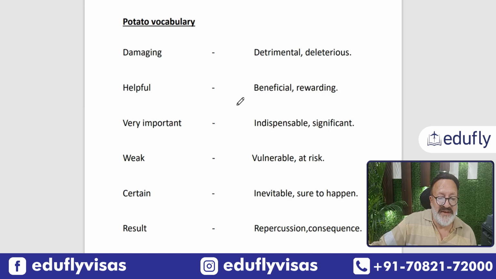Now the third is something which is very important. This is a very good vocabulary word: indispensable. It means something which is very, very important. Significant is also a vocabulary word, so you can use significant, but try to use indispensable. Normally I see a spelling mistake by students. They write SIBLE. So be careful, it's SABLE.